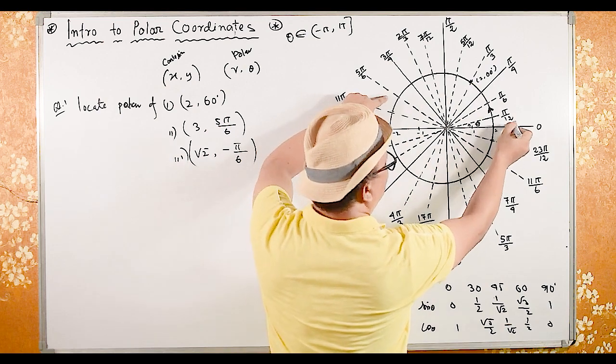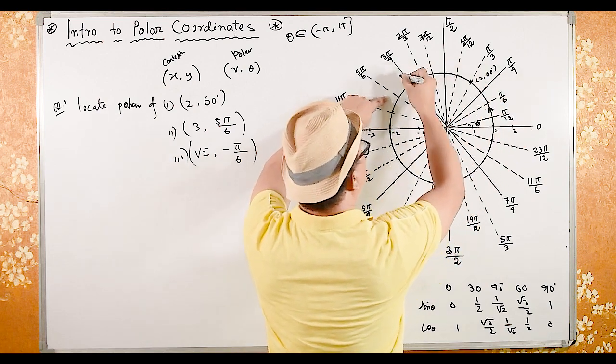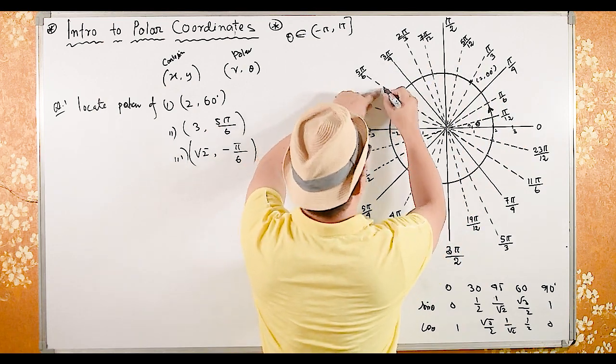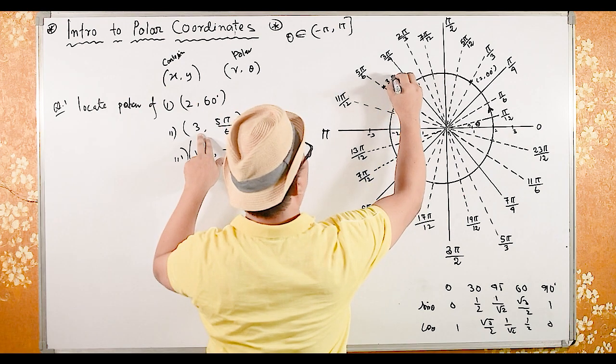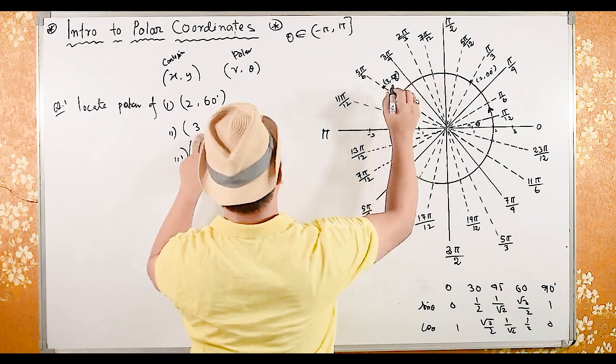Now rotate like this until you come to r equals 3 over here. This is the point (3, 5 pi by 6), the particular point.